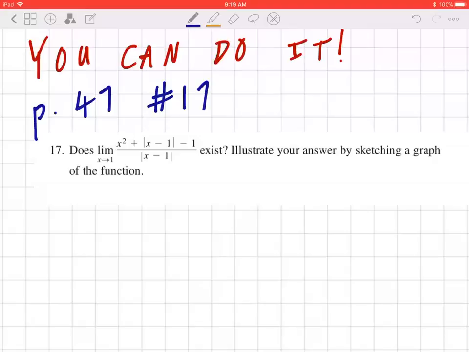Hi everyone, let's take a look at number 17 on page 47. Does the limit of x squared plus the absolute value of x minus 1 all over the absolute value of x minus 1 as x is approaching 1 exist? Illustrate your answer by sketching a graph of the function.